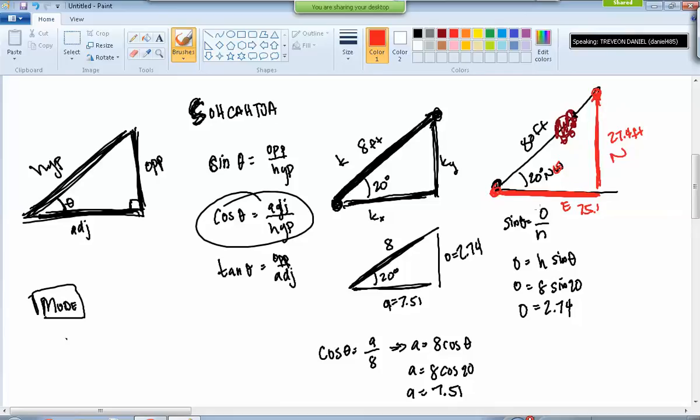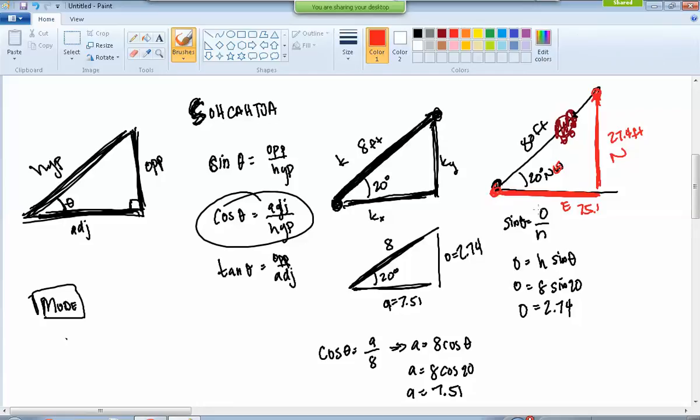I've taken my vector that is a diagonal. It has a magnitude and a direction. It's a vector. And I've broken it up into a horizontal piece and a vertical piece. And I can replace that diagonal vector with two vectors that are broken up horizontally and vertically.